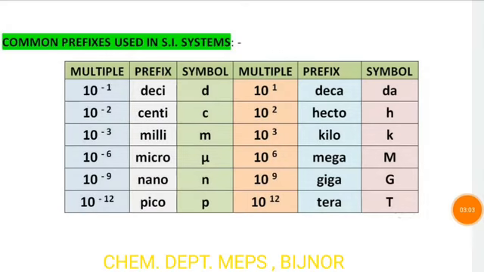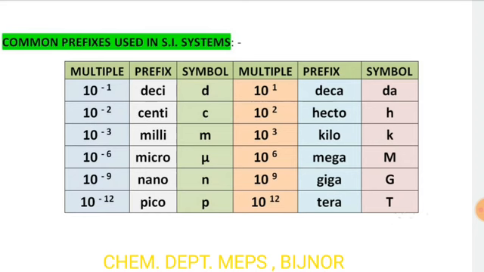In science, common prefixes are used in SI systems because some units are lower than 1 and some units are greater than 1. So first we take the multiples which are smaller than 1. For example, if the value is 10 to the power minus 1, we use the prefix deci. Its symbol is small d. 10 to the power minus 2, the prefix is centi, the symbol is small c. 10 to the power minus 3, the prefix is milli, its symbol is small m.